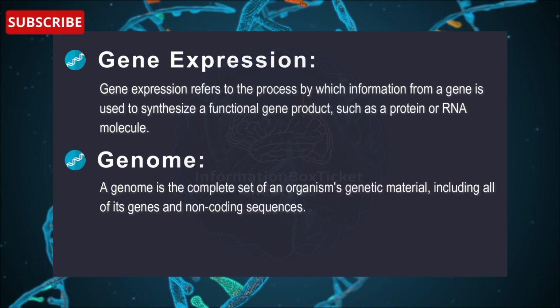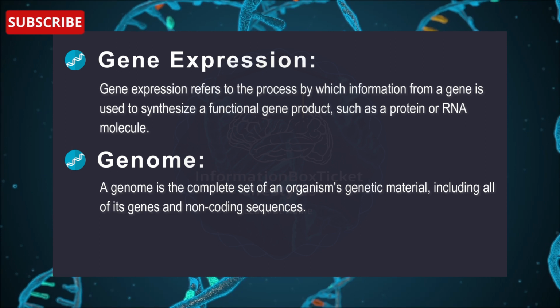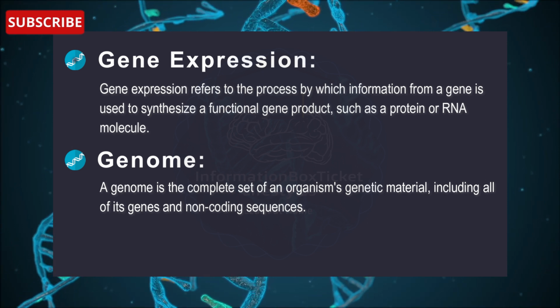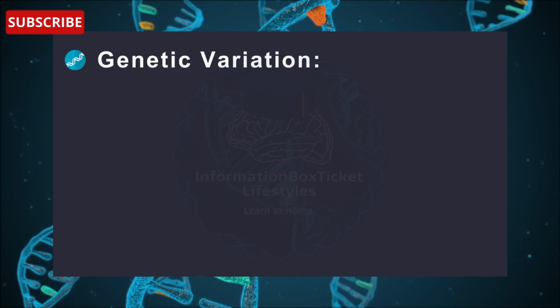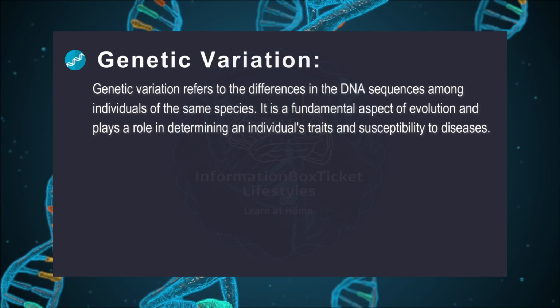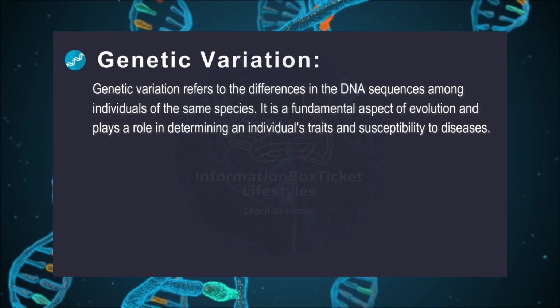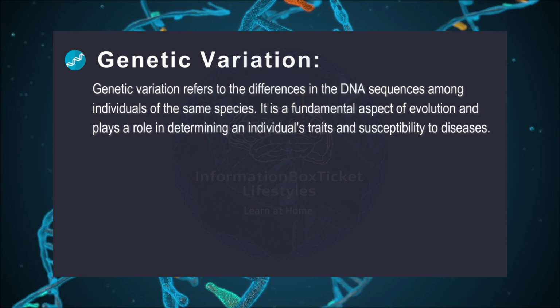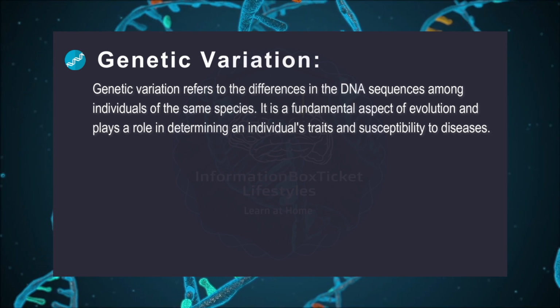Genome. A genome is the complete set of an organism's genetic material including all of its genes and non-coding sequences. Genetic variation. Genetic variation refers to the differences in the DNA sequences among individuals of the same species. It is a fundamental aspect of evolution and plays a role in determining an individual's traits and susceptibility to diseases.